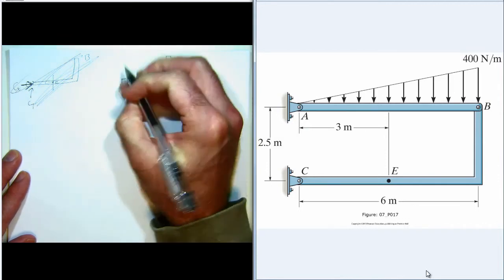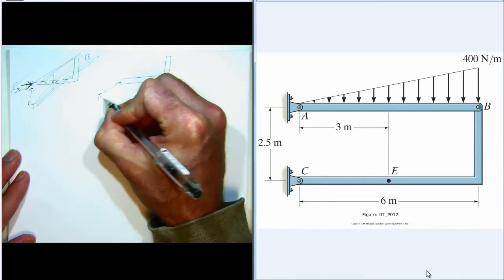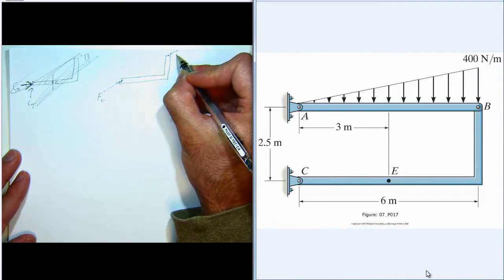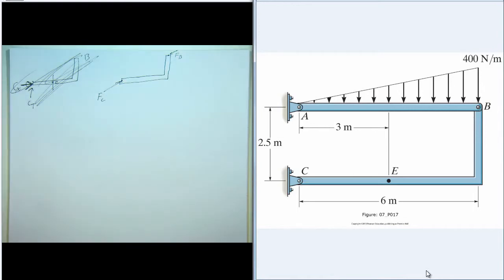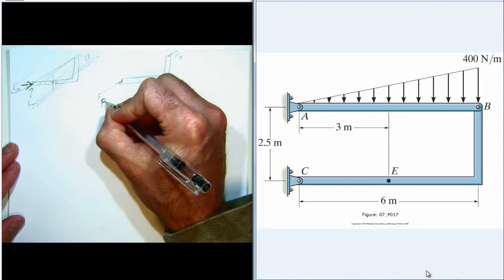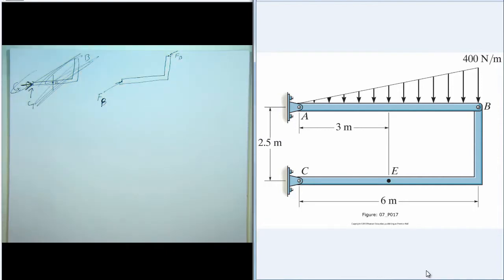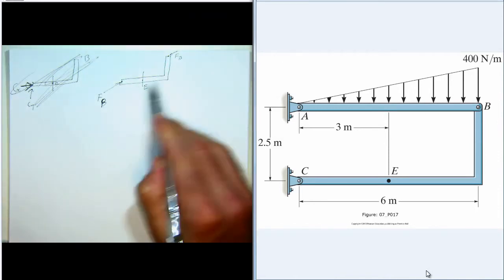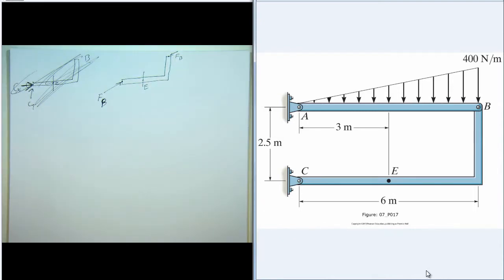here's CB, and we know that FB is on the line from C to B, because CB is a two-force member. So there's FB and there's FC, and they're equal and opposite, so I'll call them both FB, because those are the only forces acting on member CB. At point E, there are no forces, we just want to find the internal loadings. So my point is that when we cut this object at E, for both sections we'd have to find FB. So that's an unknown force.